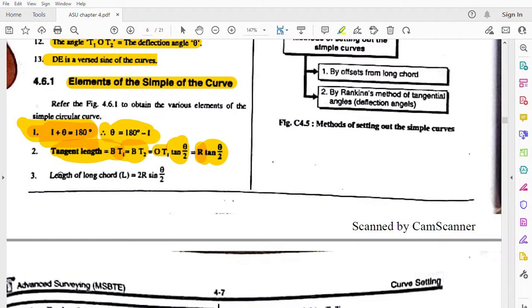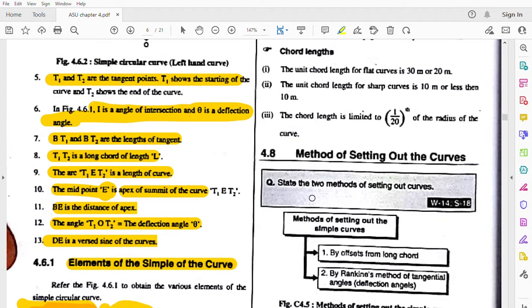Next element of the simple curve is length of long chord. This is denoted by capital L. Length of long chord is equal to 2 times R into sine theta by 2. These are the formulas which you have to keep in mind. Length of long chord is equal to 2R sine theta by 2.